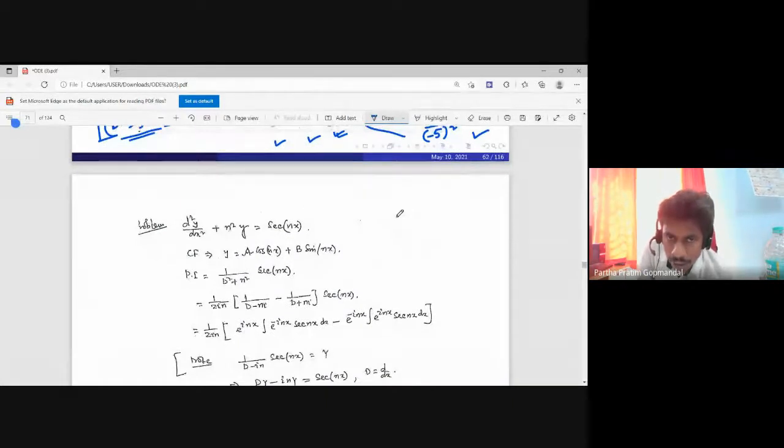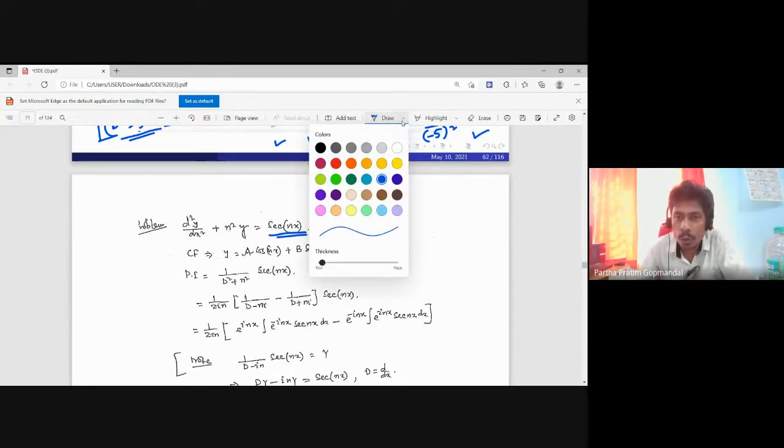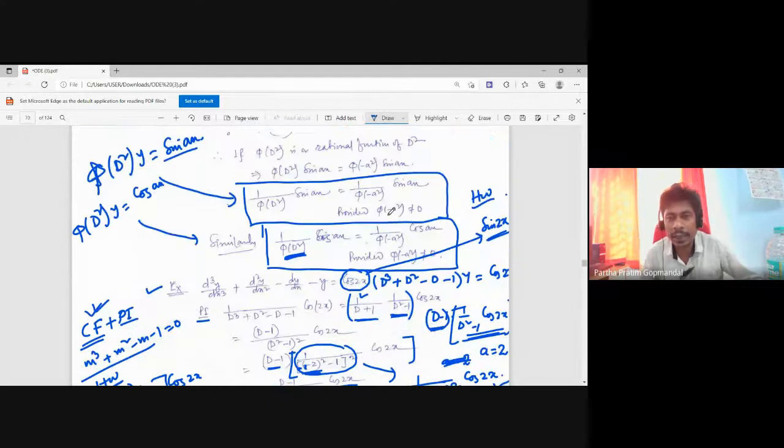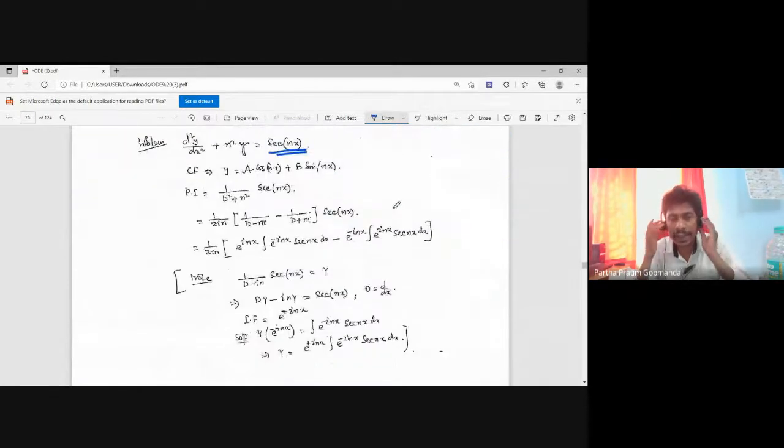Now here I have considered a different function instead of the sine function and cosine function. Let's say you have the sec function, sec of nx. We cannot use the technique that we have discussed for sine x and cosine x, because this formula can be used only if the right hand side function is sine x or cosine x. The interesting fact is that the double derivative of the sine function and cosine function is again the same function with some multiplier, but it is not true for the sec function, sec nx.